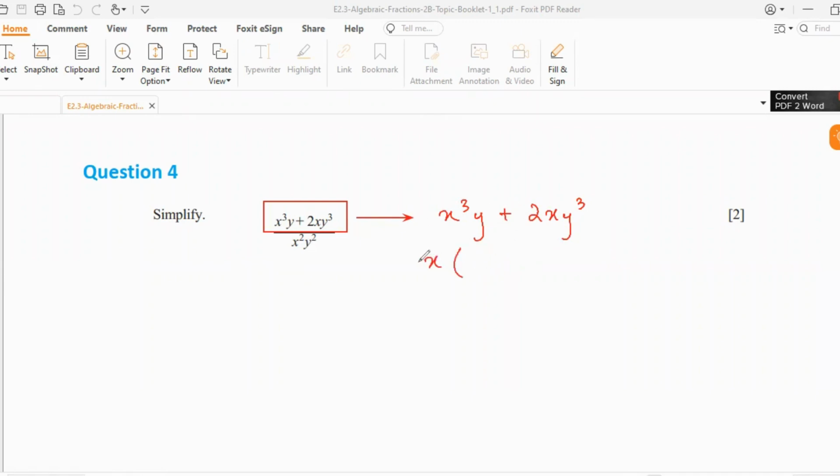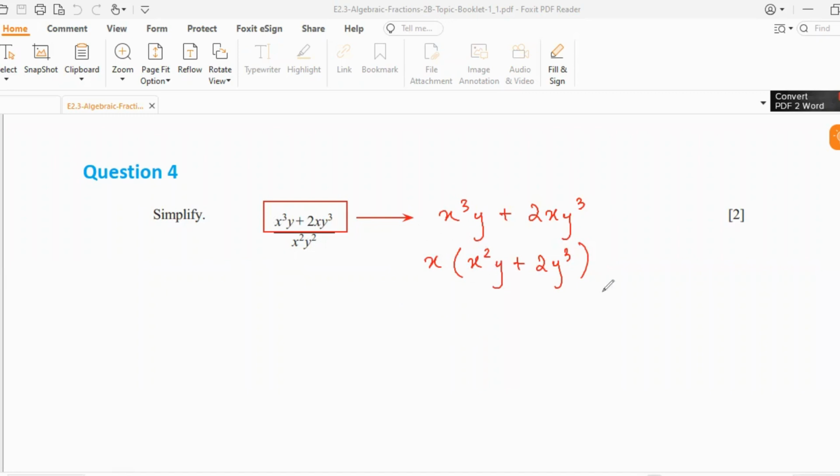And when I take x common, what's left behind in the brackets would be x squared times y plus 2 times y cubed. Now the reason why x cubed becomes x squared is that we've taken 1x common. So when you take 1x common from x cubed, what's left behind is 2x's, which is x squared.